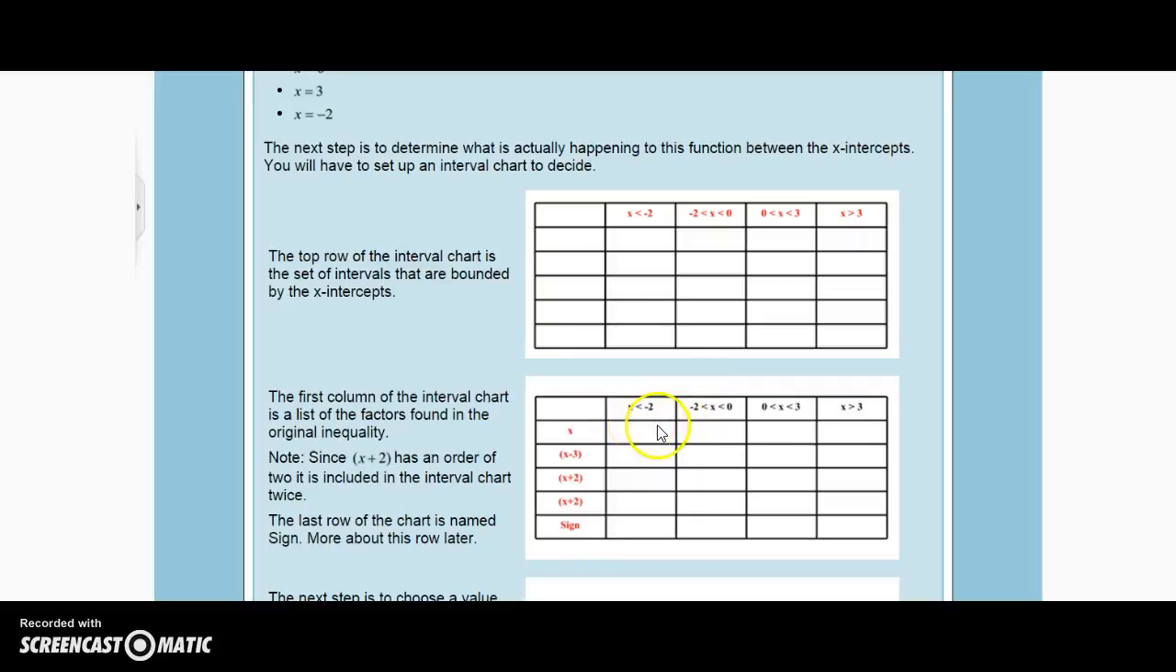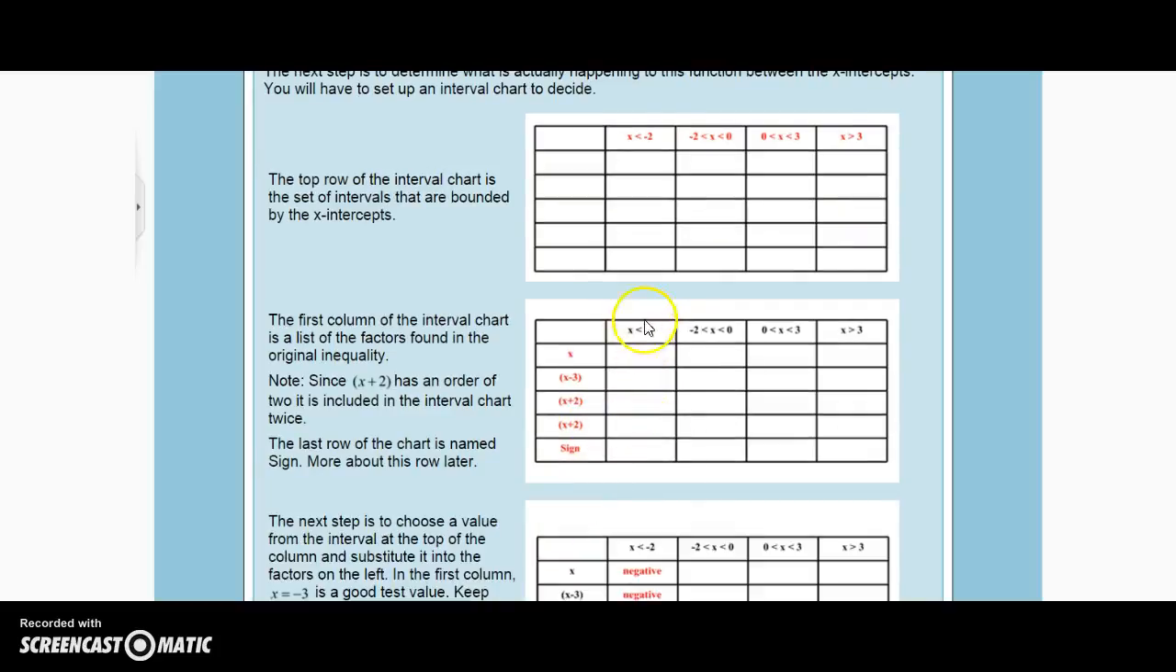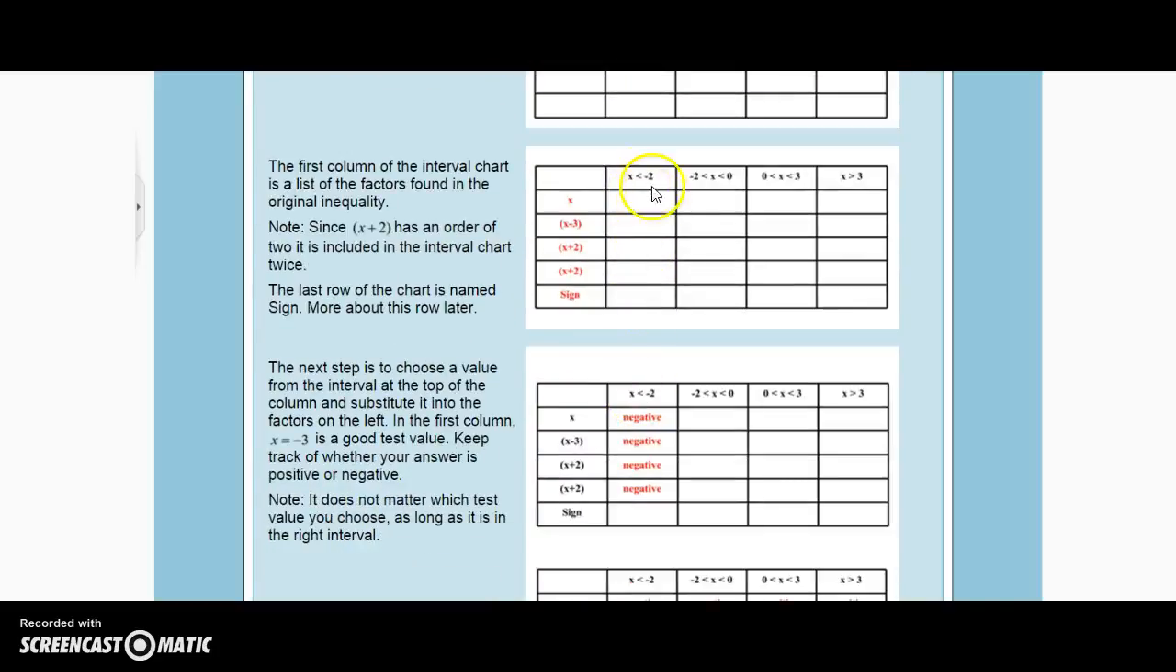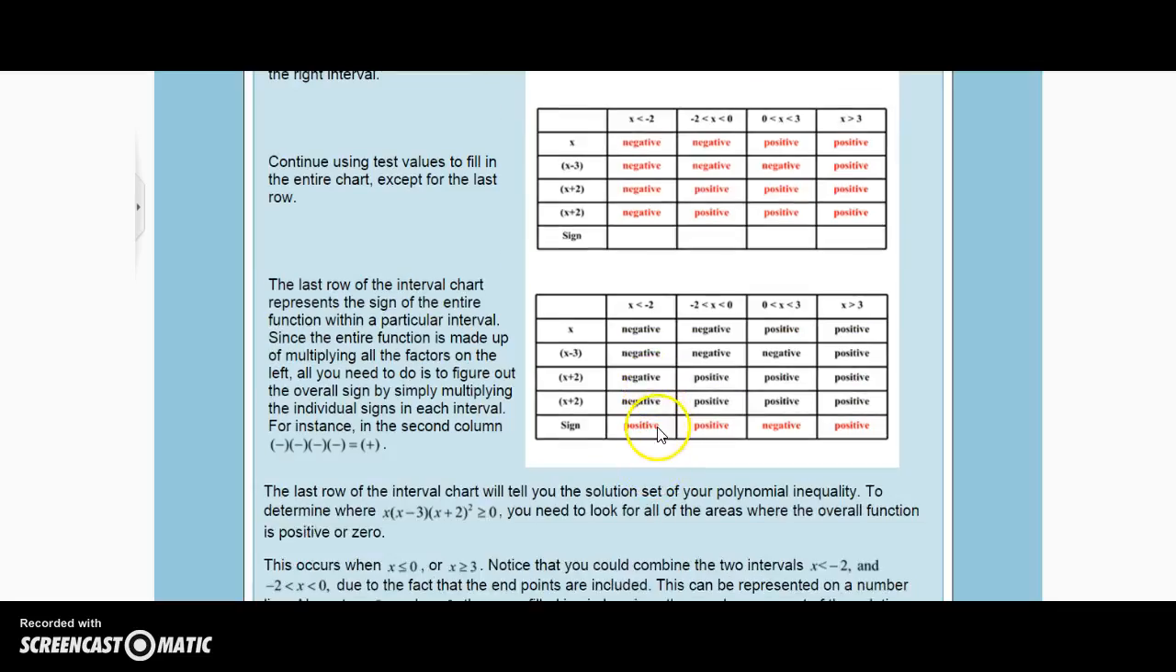So if I have negative 10, then x is negative, right? If I have negative 10 here, then negative 10 subtract negative 3 is also negative. Negative 10 plus 2 is negative 8, negative, and again negative. So any number less than negative 2, all of these will be negative. Then you ask yourself: if I'm multiplying a negative times a negative times a negative times a negative, overall I will have a positive sign to my function.